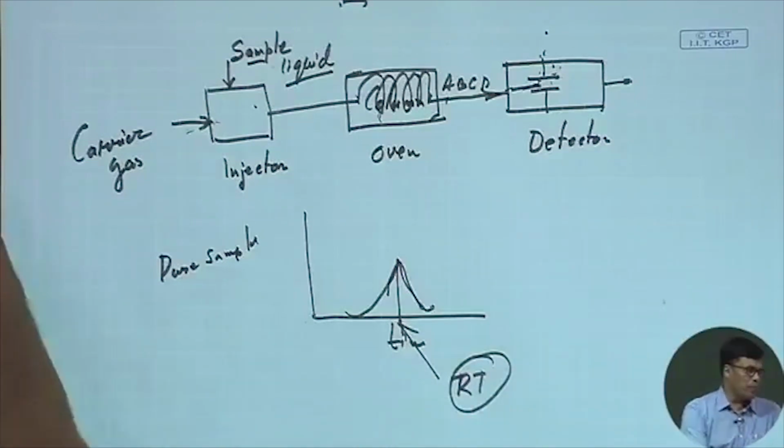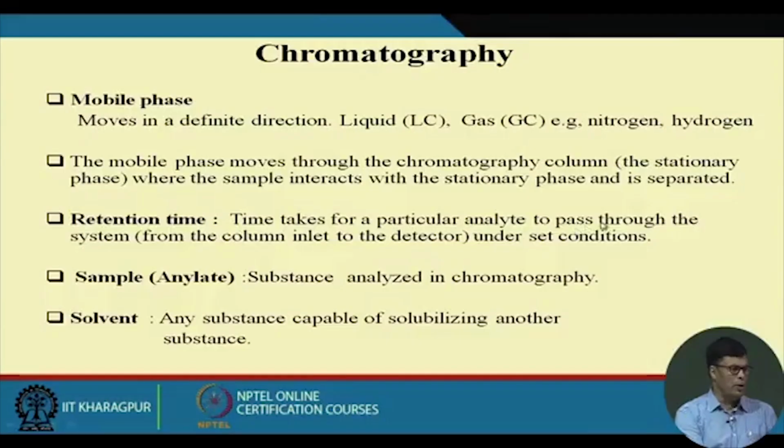It is the time taken for a particular analyte to pass through the system from the column inlet to the detector under the set conditions. The sample is the substance analyzed in chromatography. The solvent is any substance capable of solubilizing another substance, that we use as a solvent.